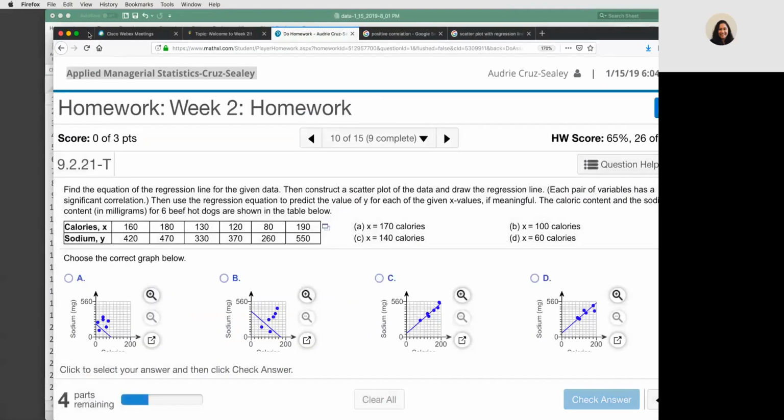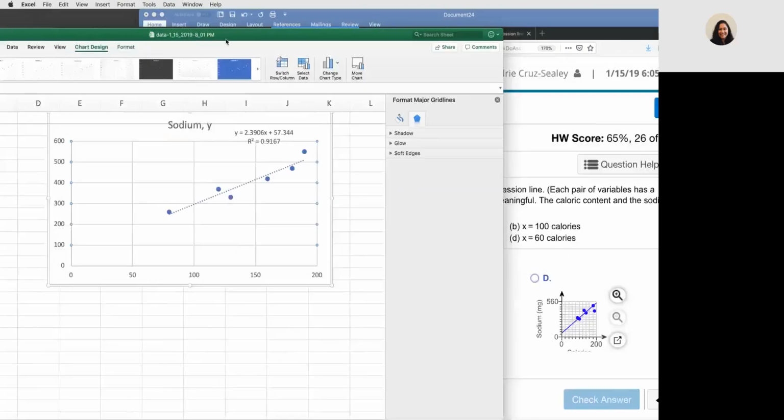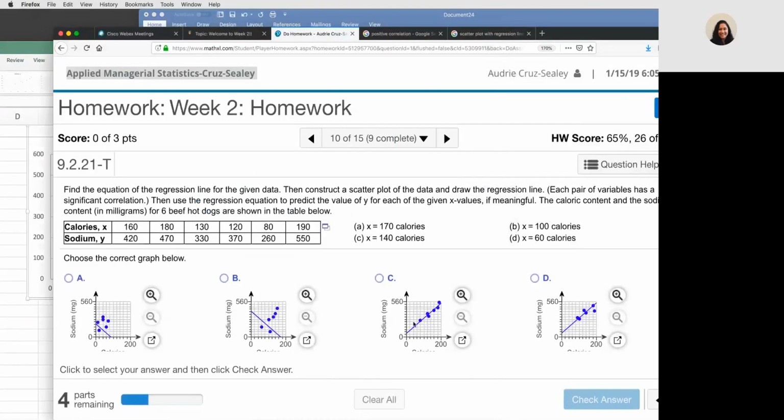Okay? And then it wants me to choose the correct graph. So remember, we're expecting a positive slope, right? I want you to notice the shape of the dots. I'm looking at one that's kind of down here, and then the regression line splits too. If you look at the answer choices, this one has a negative slope for your regression line, so it's not A. This one has a negative slope for your regression line, so it's not B. So it's either going to be C as in cat or D as in dog.